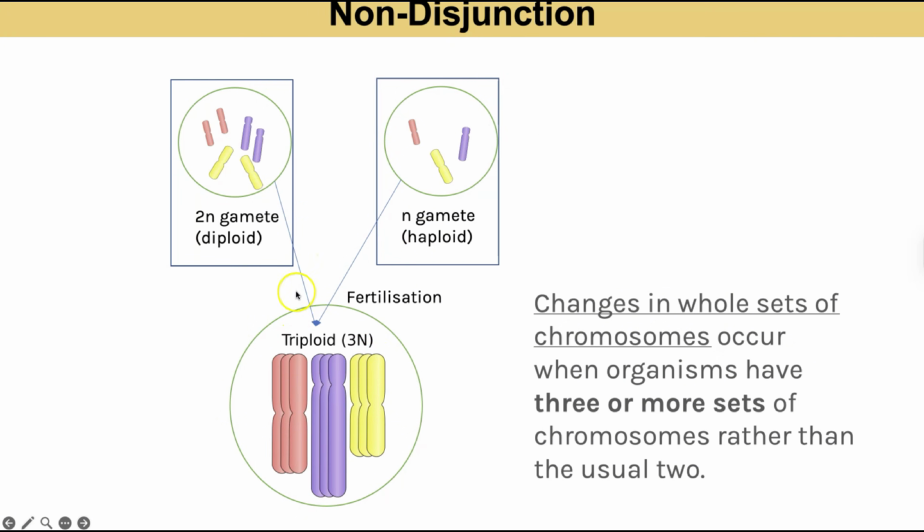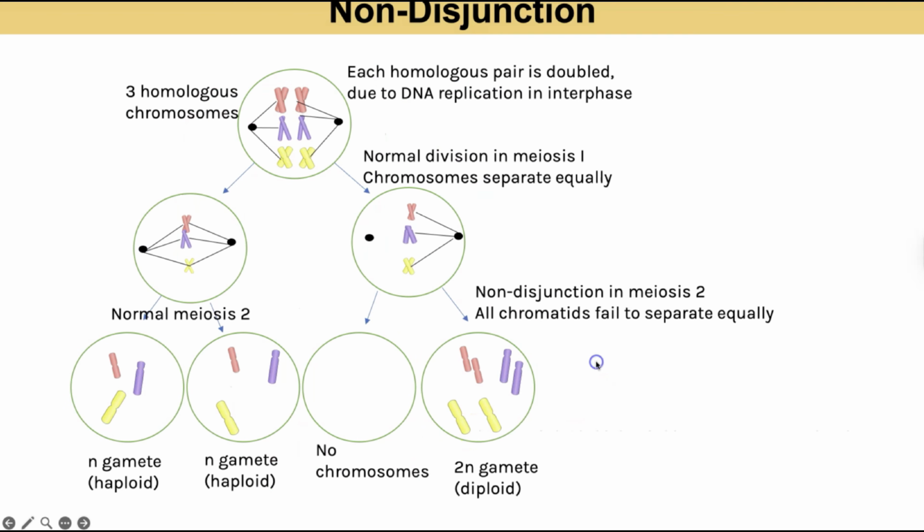So this is one example of non-disjunction. And this does happen quite commonly in plants, and plants can still grow and survive that, but this isn't seen in humans. Triploid would be fatal. That wouldn't lead to a fetus and a baby that could actually be born.